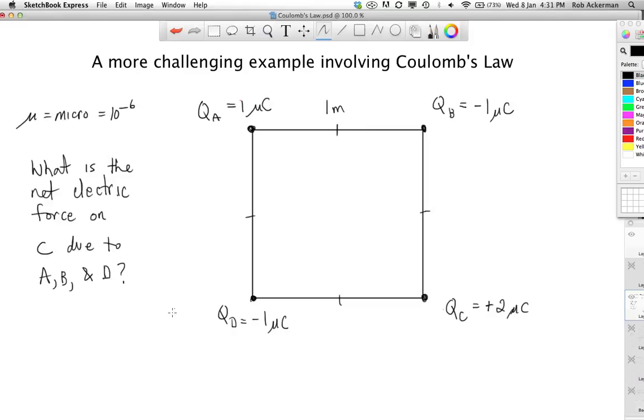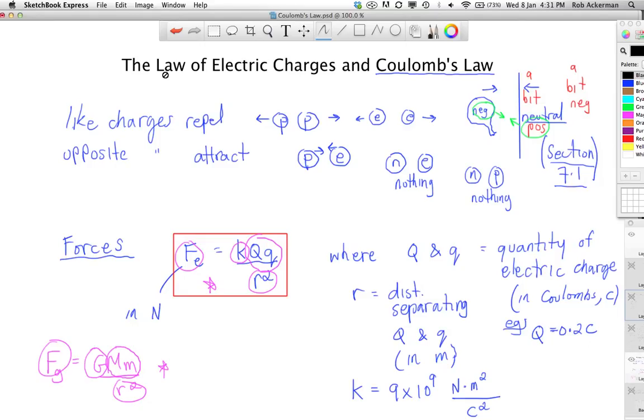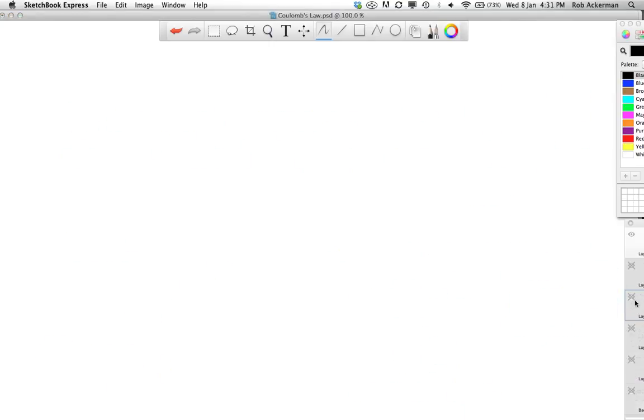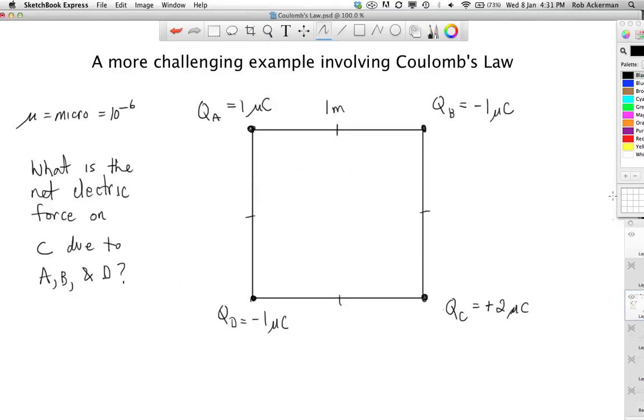Okay, and you're back. You've had some time to think about that. What do we mean by this? Well, let's analyze the situation. Remember what we know about electric charges. We know the law of electric charges. Like charges repel, opposites attract. We also know how to deal with forces. We've been doing it for a while in this course now. So let's see if we can't figure out what's going to happen to C as a result of A.